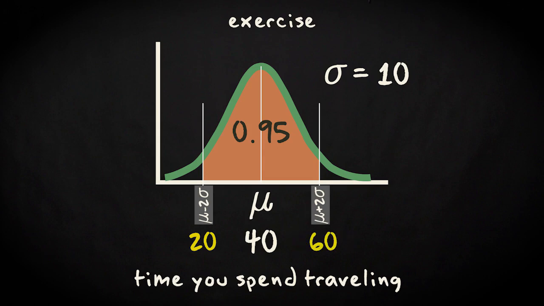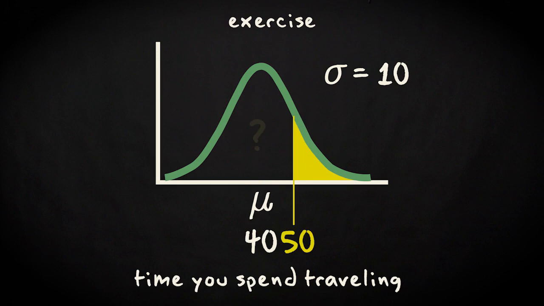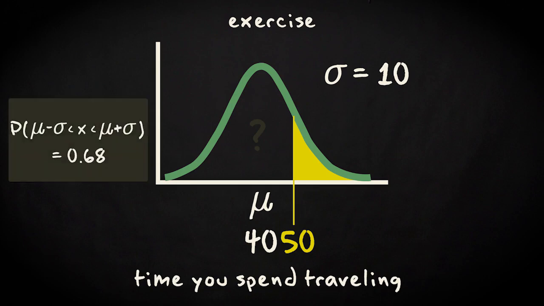We can also turn the question around. Let's assume you'd like to know the probability to be traveling more than 50 minutes. Can you calculate it, knowing that your average travel time is 40 minutes with a standard deviation of 10 minutes and the 1 sigma rule? To answer this question, a bit of creativity is required.